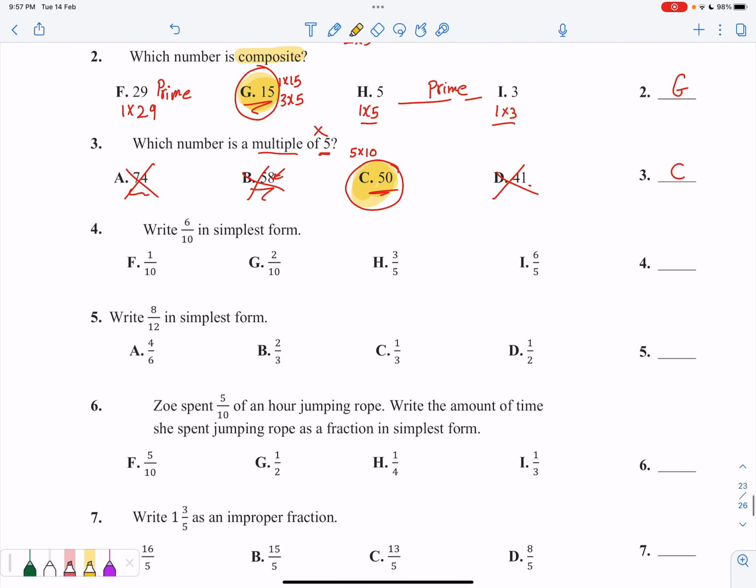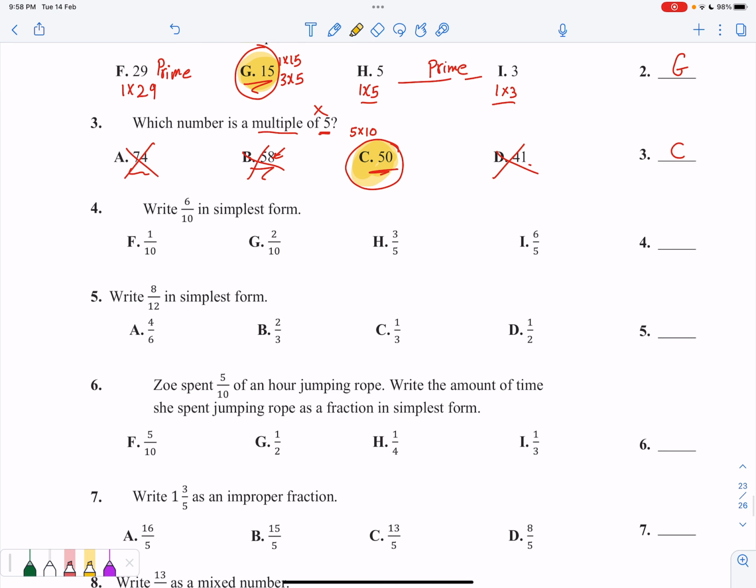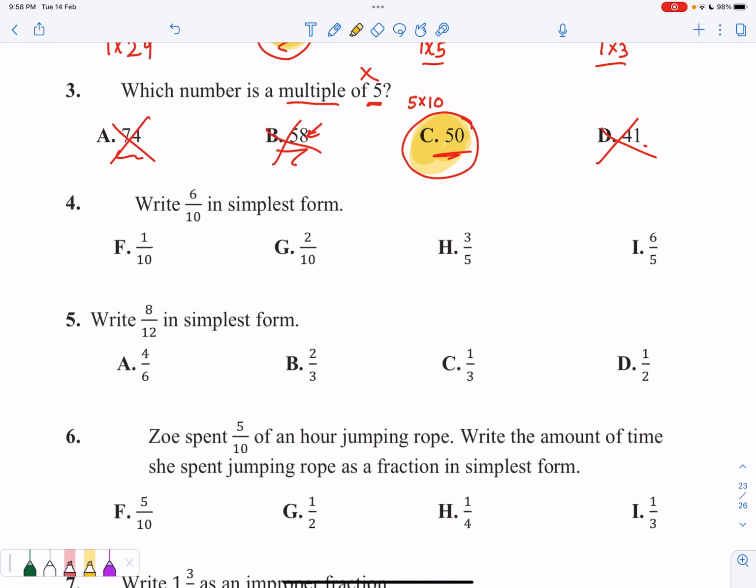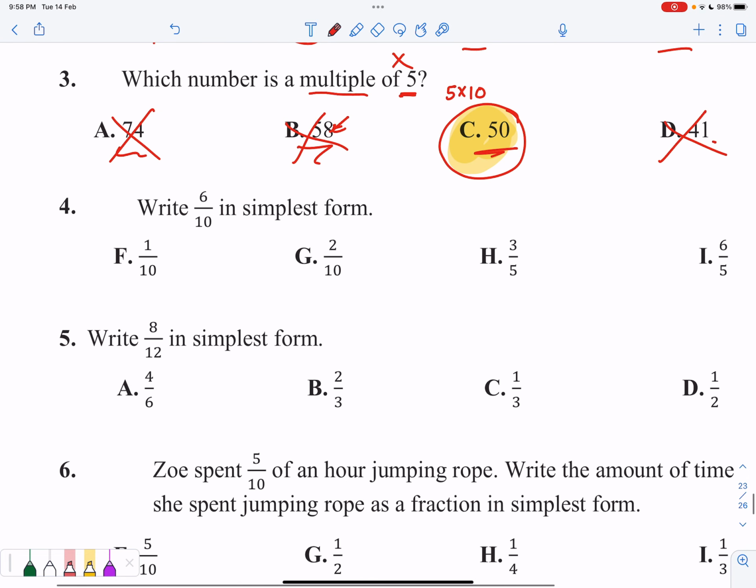Okay, question 4. Write that fraction, which is 6 over 10, in simplest form. Let's remember the simplest form. Simplest form was about dividing, okay? When I ask you to write something in the simplest form, I ask you to divide the numerator, which is the number at the top, and the denominator, which is the number at the bottom, over some number. Okay, over what number should I divide?